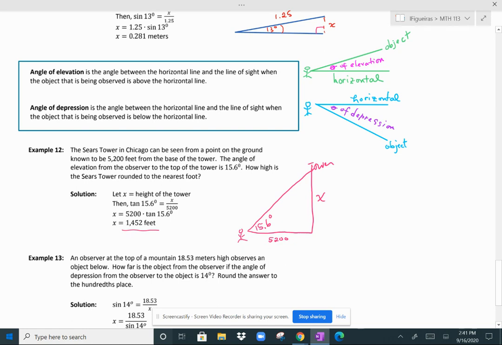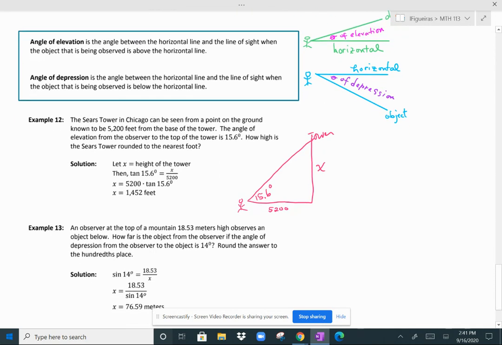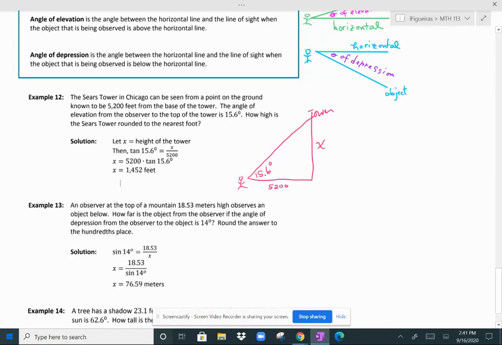All right, so let's look at another one. An observer at the top of a mountain that is 18.53 meters high observes an object below. How far is the object from the observer if the angle of depression from the observer to the object is 14 degrees? Round the answer to the hundredths place. All right, so this time your observer is at the top of a mountain, and we know that mountain is 18.53 meters. The observer is looking down at an object. So here's the object, and here's your angle of depression, which is 14 degrees.